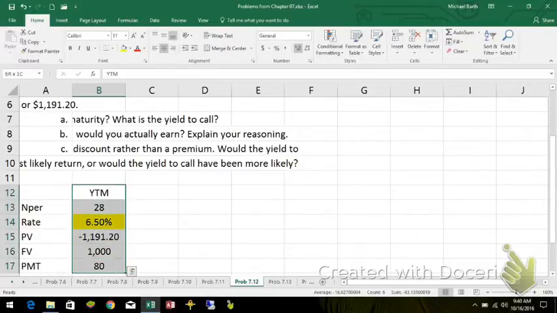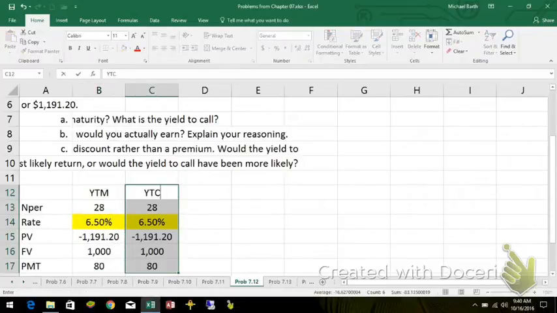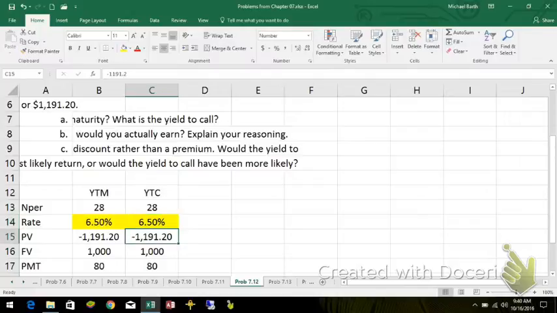To calculate the yield to call, all we have to do is change the things that change. Alright, the price is going to be the same. The coupon's going to be the same. What'll change is if they can call it the first chance they get, which is 3 years from now, the investor will actually receive $1,080 as opposed to only $1,000. But that's 3 years from now, and that gives you a yield to call of 3.72.